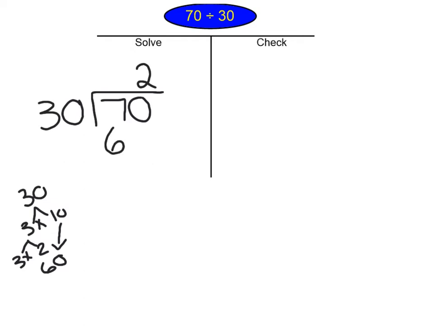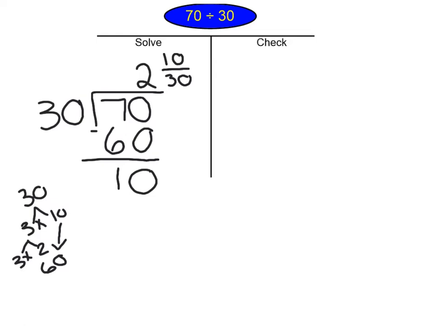2 times 30 is 60. Now I subtract. I get 10. Now, because we're not working with decimals right now, we're not going to put a decimal and bring it down. This 10 is going to be our remainder, but it's going to be written as a fraction. So 10 becomes my numerator, and 30, which I got from my divisor, is our denominator. So the answer is 2 and 10 over 30.